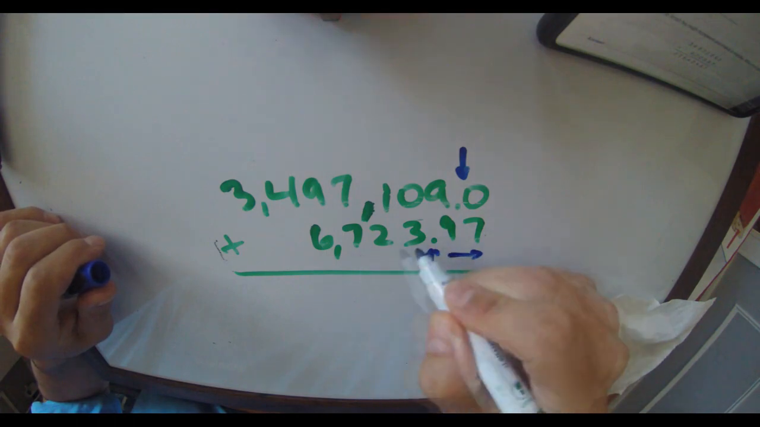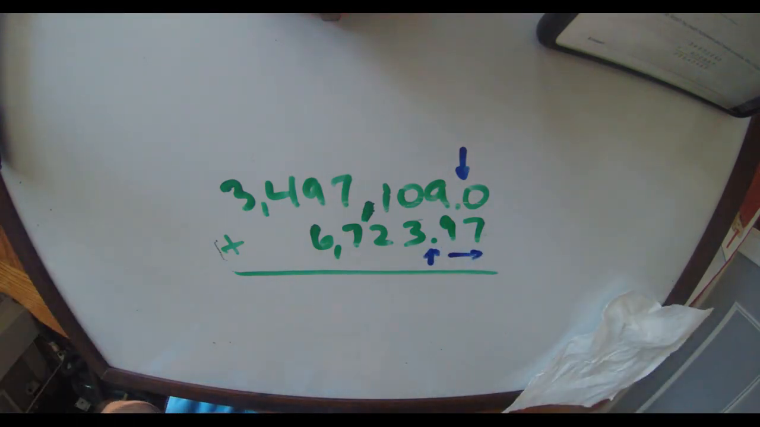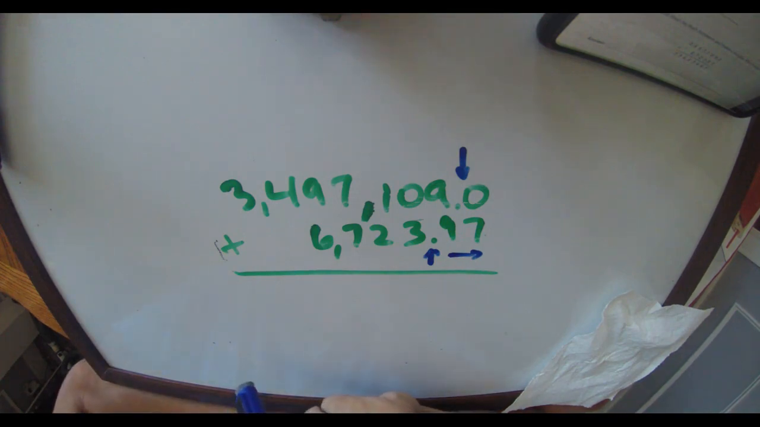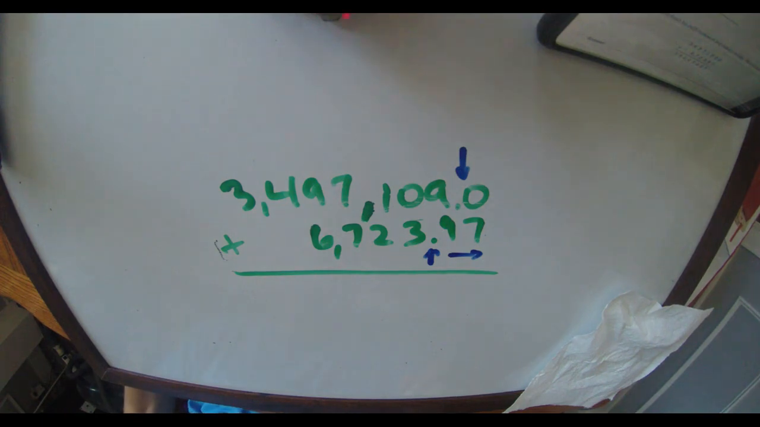So it would be 6,723.9. And then what you can do, well, I won't give you the answer. That's as far as we're going to go now. If you have any questions, you can leave a comment and we'll explain that in a later lesson.